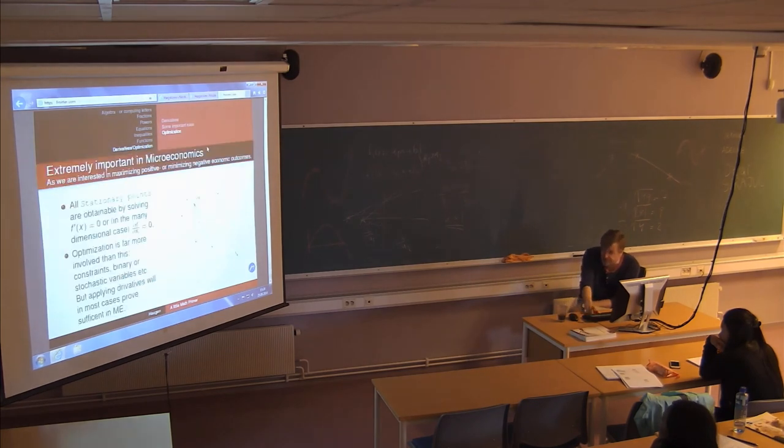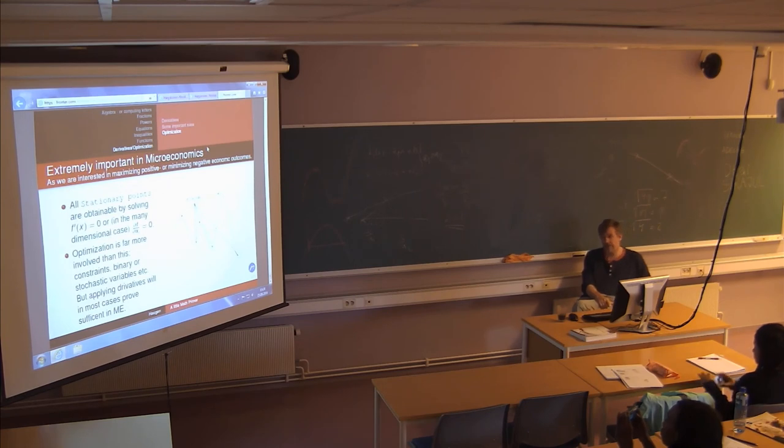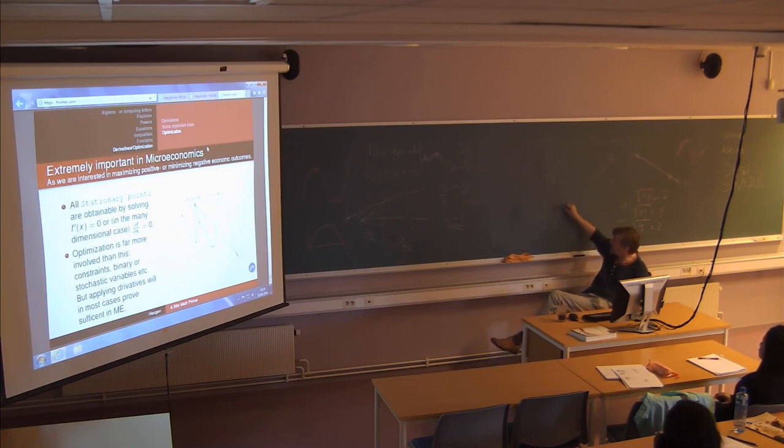Okay, optimization. It says here that it's extremely important in microeconomics, as we're interested in maximizing positive or minimizing negative economic outcomes. The set of stationary points are obtainable by solving the equation f prime, or the derivative of x, equals 0, as we already discussed. In the many dimensional case, we have to take partial derivatives and equate them to 0. That produces all these points, okay? And these points are candidates normally for our optimal value. So this is a stationary point, this is a stationary point, this one. This one, all of these points have a derivative equal to 0.